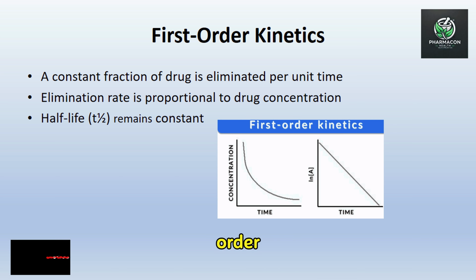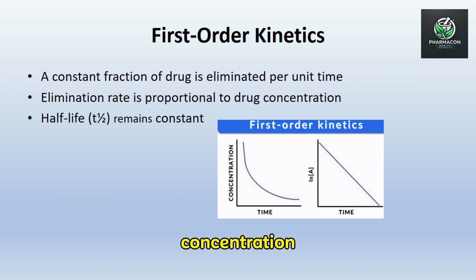First-order kinetics is the most common elimination pattern. Here, a constant percentage of the drug is cleared per unit time. That means when drug levels are high, the elimination rate is faster, and as concentration drops, elimination slows. Despite this change in rate, the half-life, or time to reduce drug concentration by half, stays the same regardless of the dose. This principle applies to most drugs in clinical use, but not all drugs follow this proportional pattern.